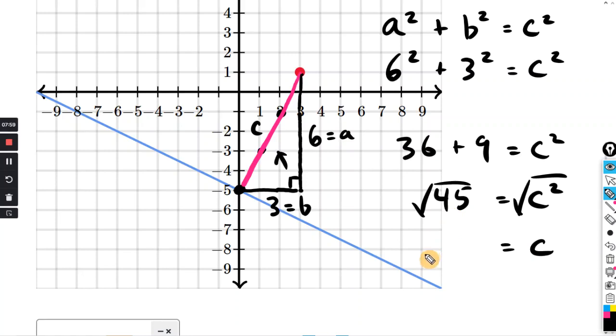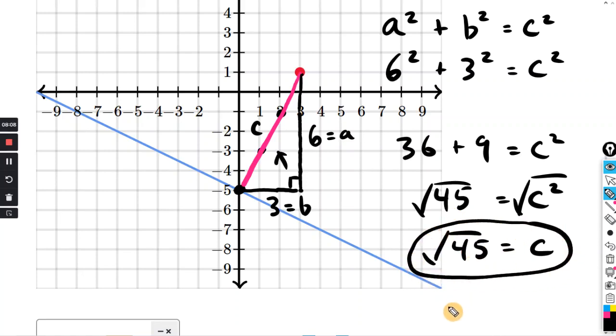And they told us we could enter a square root as is. So we don't want to do the decimal on that. We want to keep that as is. So the length of this pink line segment is radical 45. We're going to enter that in the box.